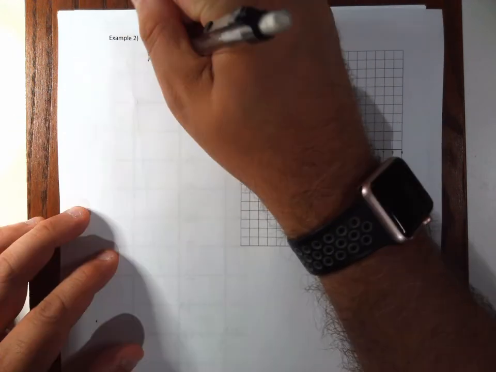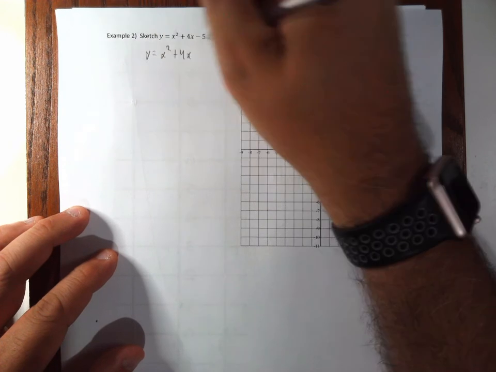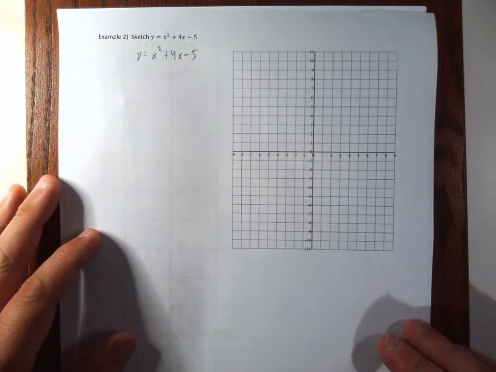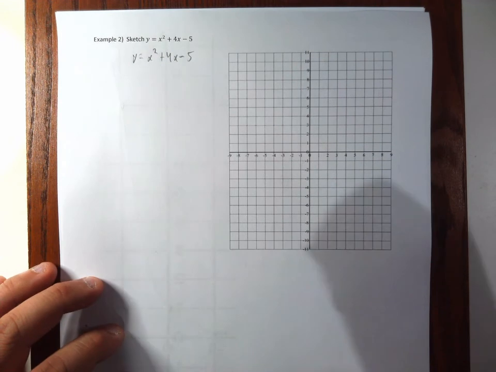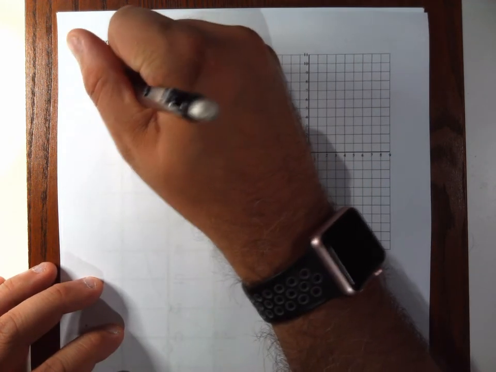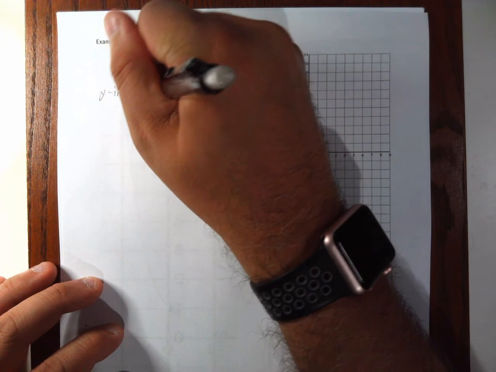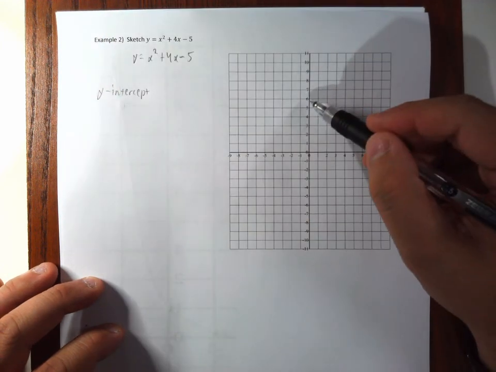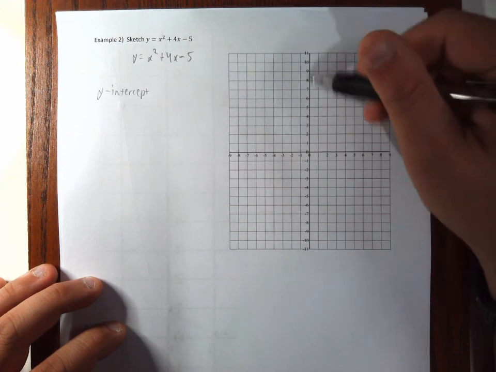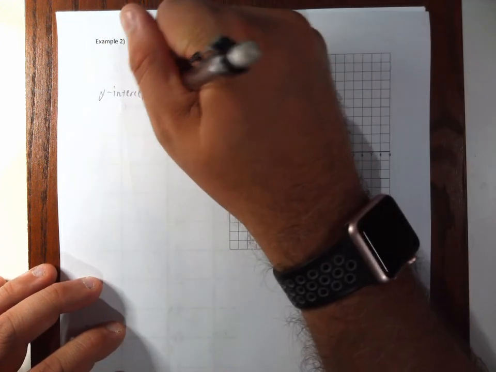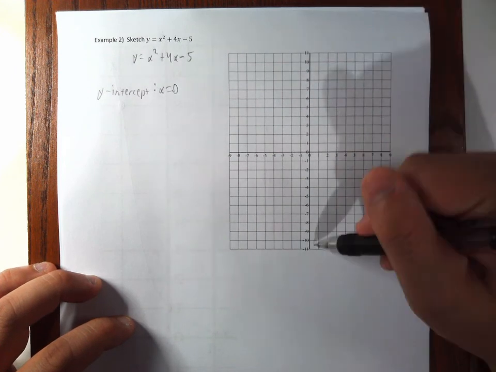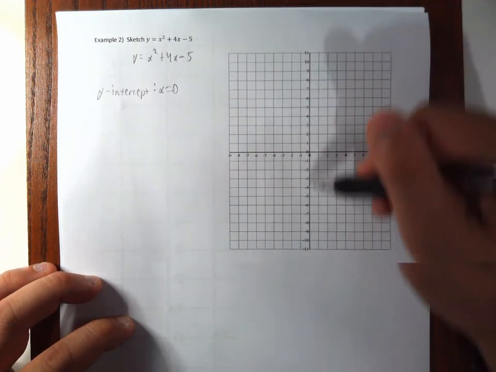This is y equals x squared plus 4x minus 5. My first order of business would be to find the y-intercept. This is where the graph is going to cross the y-axis. It could be 0, whatever. With the y-intercept, x equals 0. Somewhere along this entire axis is x equals 0.